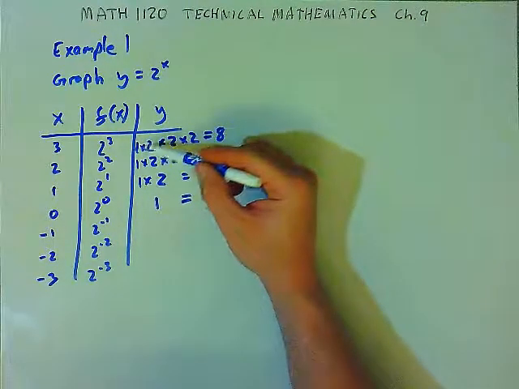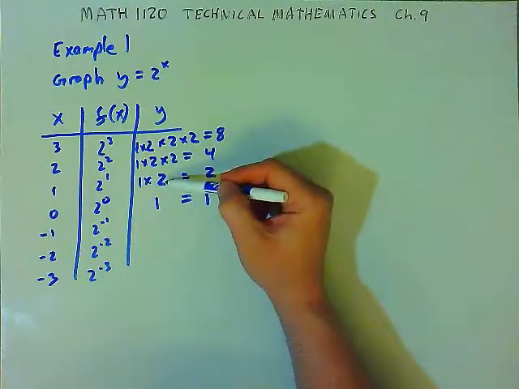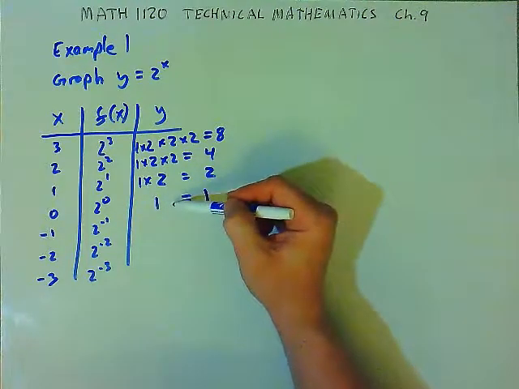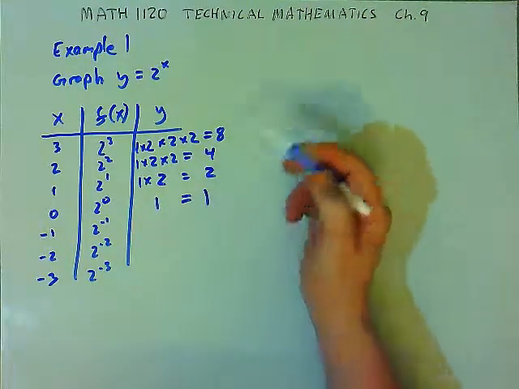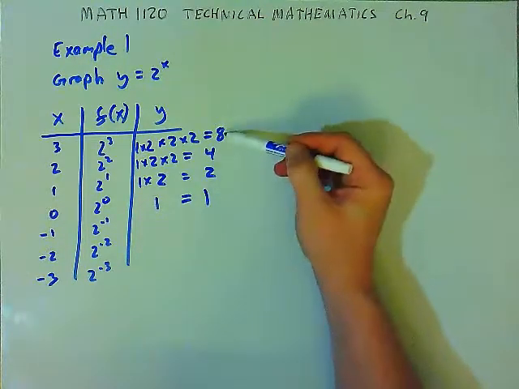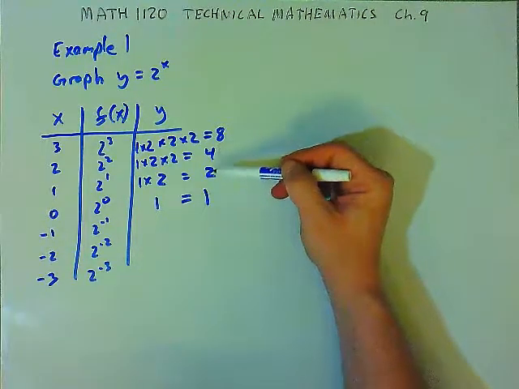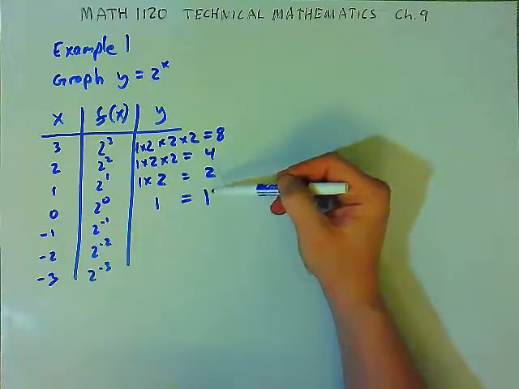Here I had 1 times 3 2's, 1 times 2 2's, 1 times 1 2, and then 1 times no 2's, right, which is just 1. And you can also see the pattern in the results. We have 8, 4, 2, 1. And so the pattern is 8 divided by 2 is 4. 4 divided by 2 is 2. And 2 divided by 2 is 1.